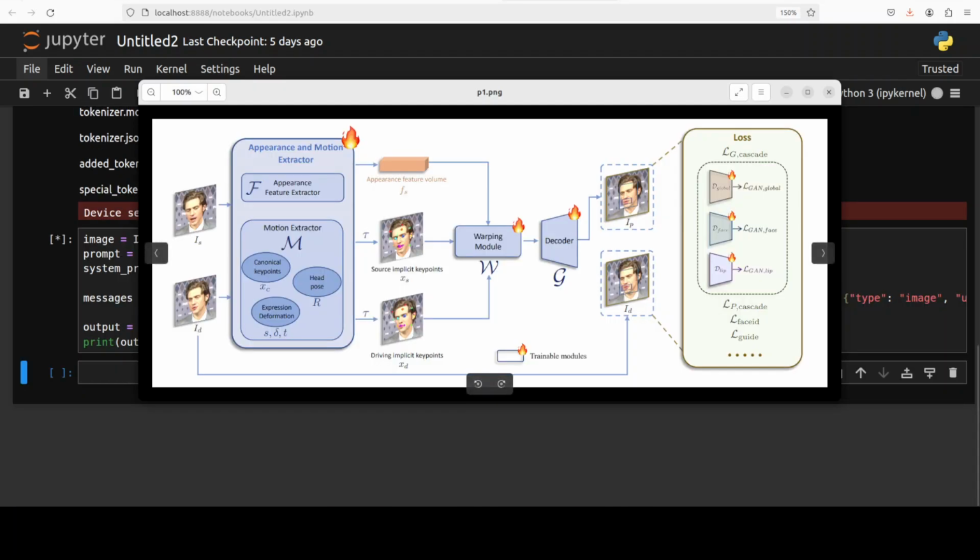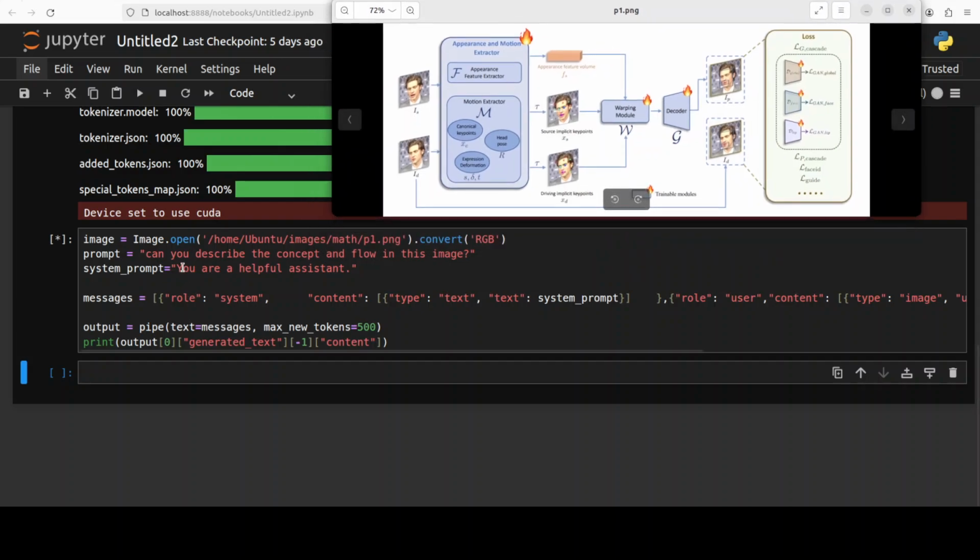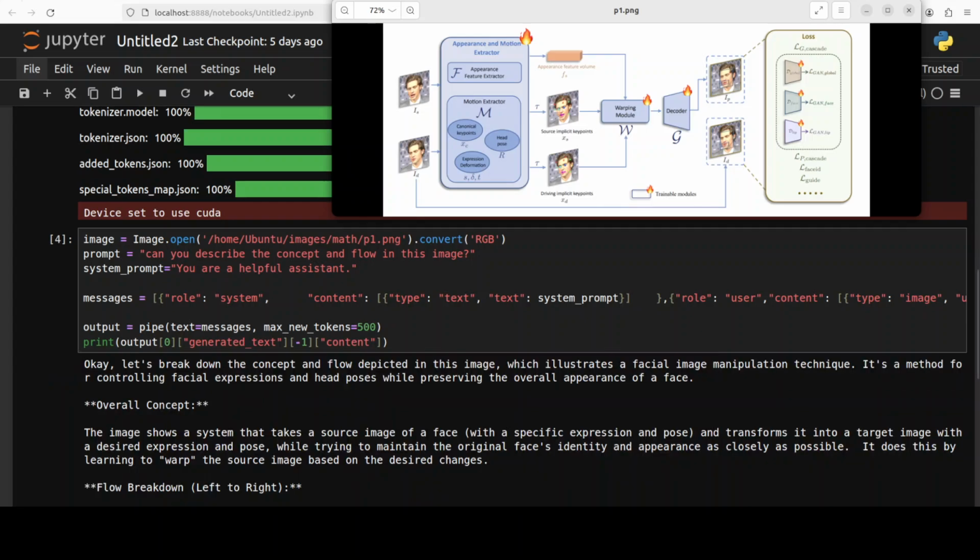And now in this one, I'm asking it to describe the flow and concept in this image. This is a vision model, another model, where it is just showing us some of the flow as to how exactly that model is working around appearance and motion extractor, then some of the encoding decoding is happening. So let's see if this model can describe this. This is what I'm asking it: can you describe the concept and flow in the image? And it has come back, so let's check it out.